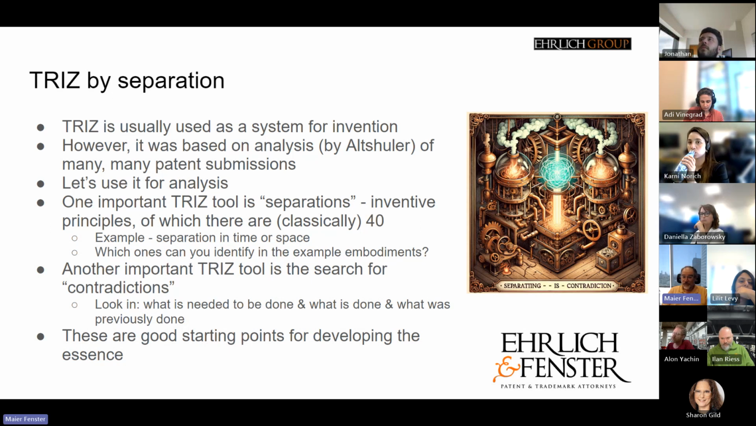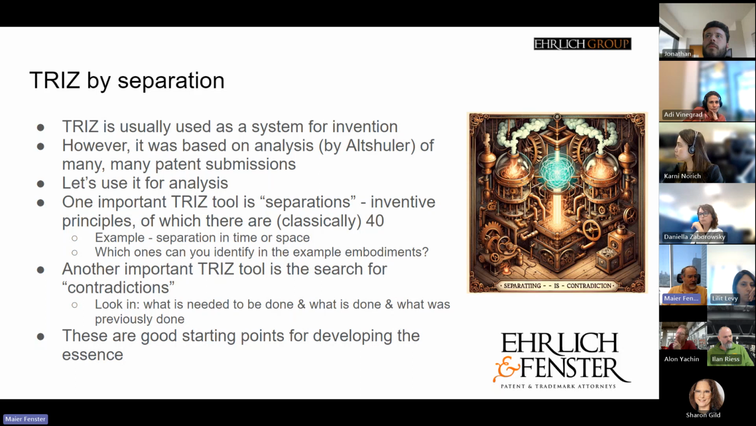We take an invention that the client comes to you with, and then we use the TRIZ tools in order to analyze it. For example, in TRIZ there is something called separation. They have 40 different inventive principles. For example, separating out the function in time or separating out the function in space. These are two examples of separation rules, and you can apply them to the embodiment or invention that the client tells you and say, that's the essence.